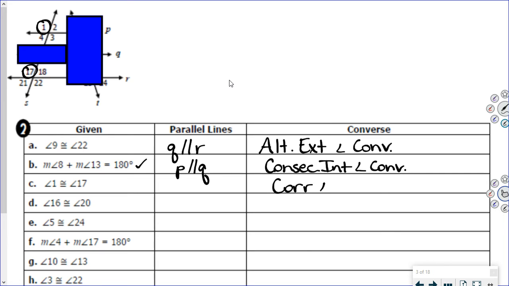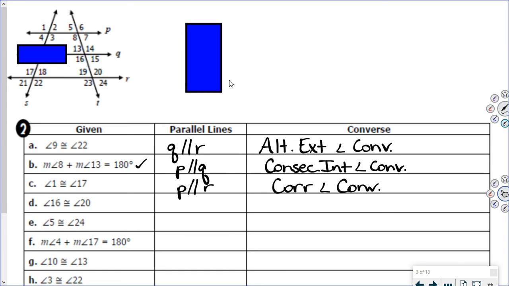And if they're both corresponding angles and they are congruent, by the corresponding angle converse, I could say that lines P and R are parallel. So again, cover up whatever it is that you don't need and look at that picture more simply.